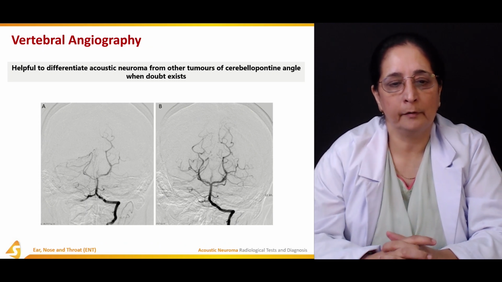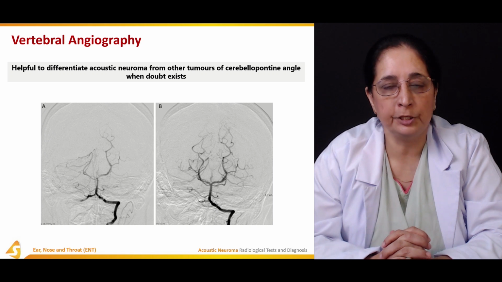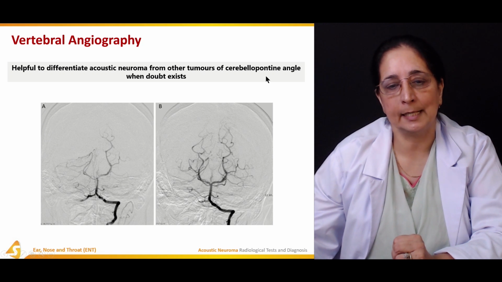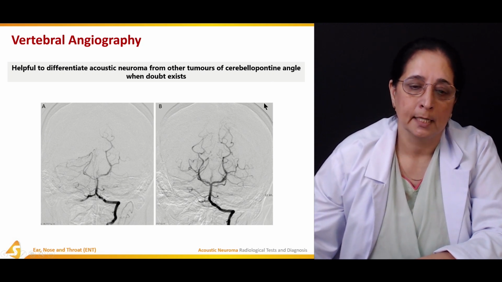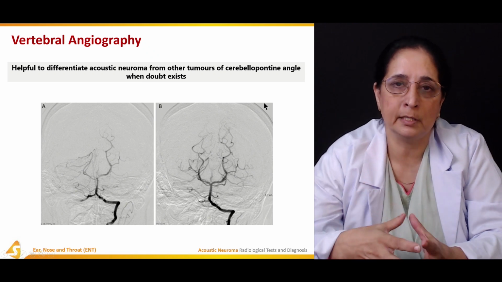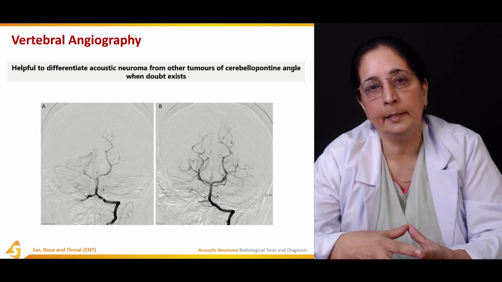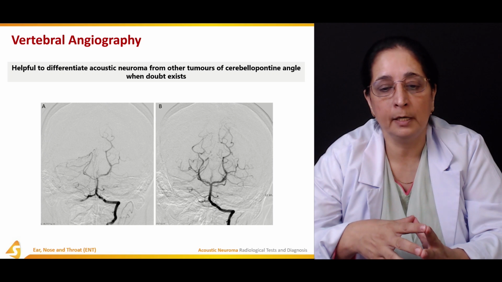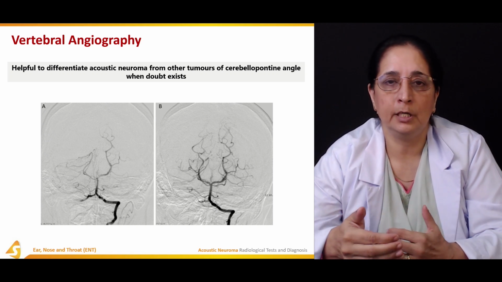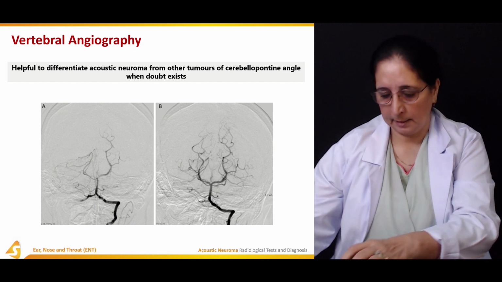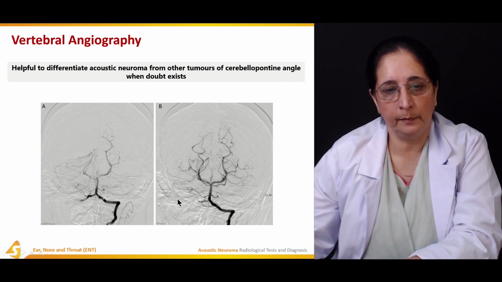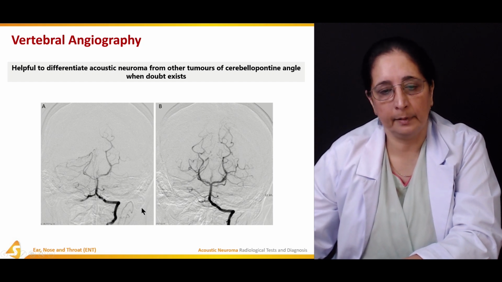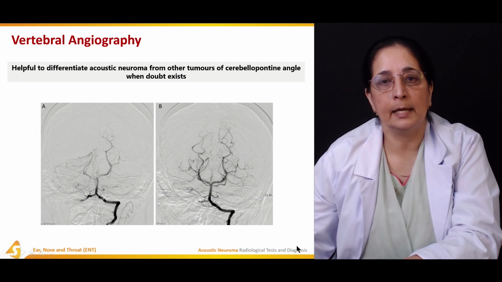Vertebral angiography is helpful to differentiate acoustic neuroma from other tumors of the cerebellopontine angle when there is doubt. About 80% of acoustic neuromas are in the cerebellopontine angle, so this technique is helpful to differentiate other cerebellopontine angle tumors. This is the vertebral angiography, where the vertebral artery can be visualized after the dye is injected.